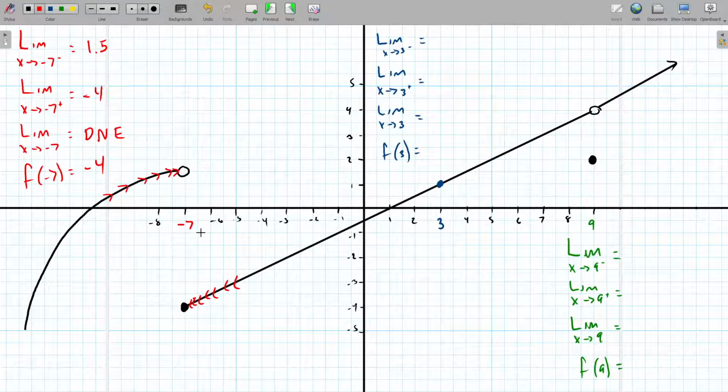All right, so this, and we'll talk about this in another video, is called a jump discontinuity, where the graph literally jumps. All right, so that's one interesting thing that can happen when you're evaluating limits.